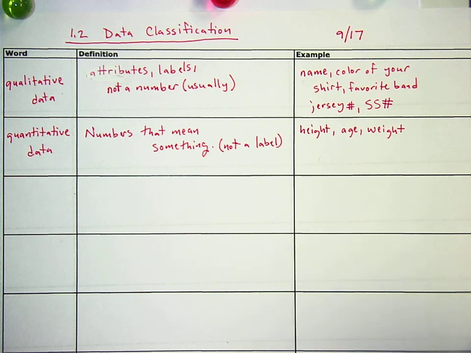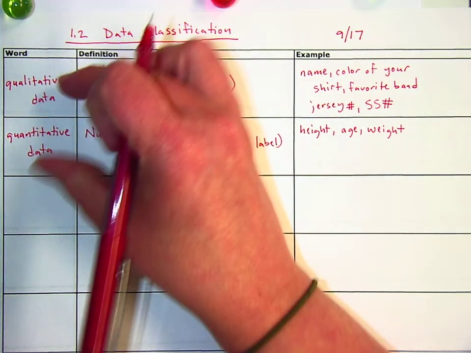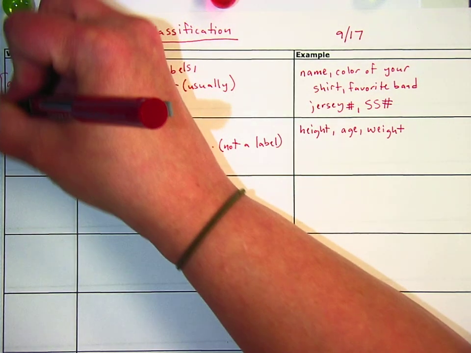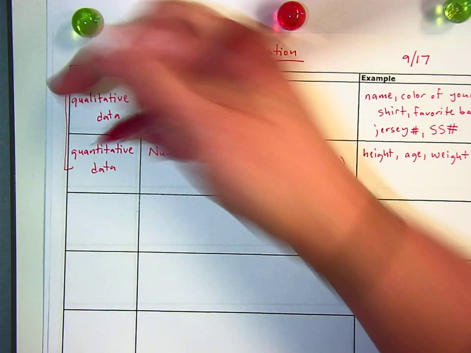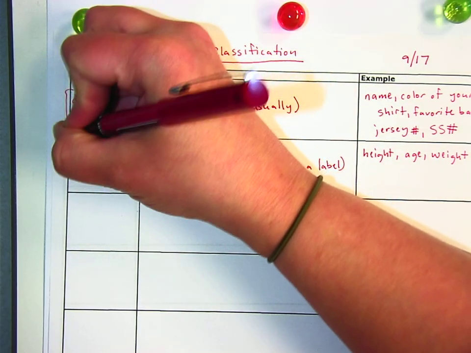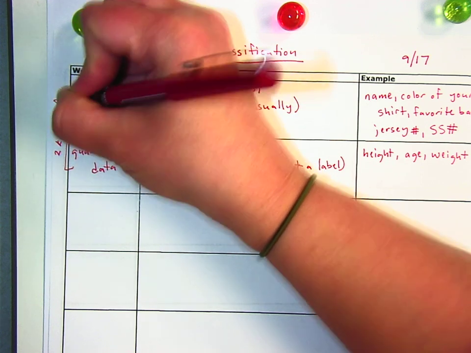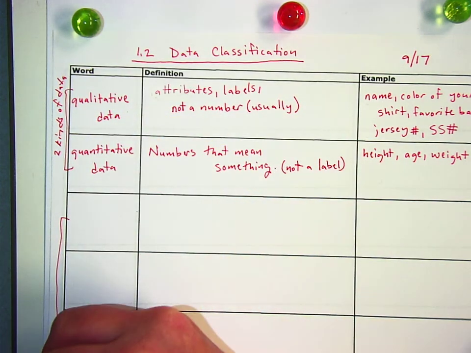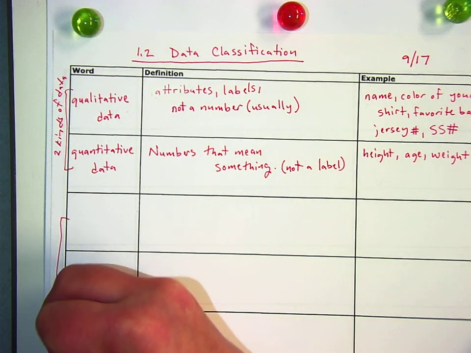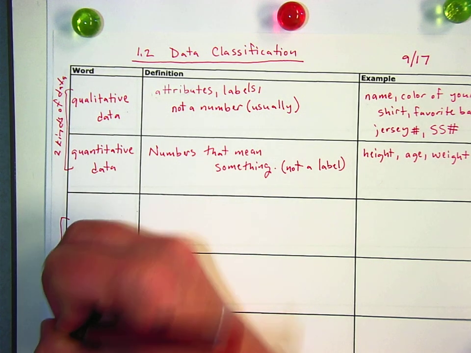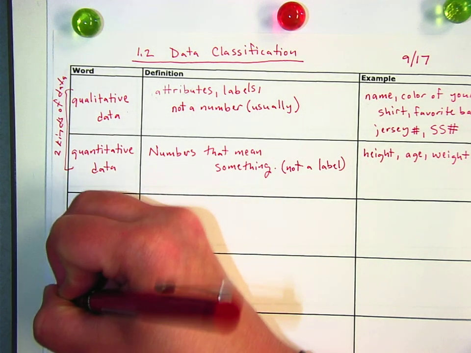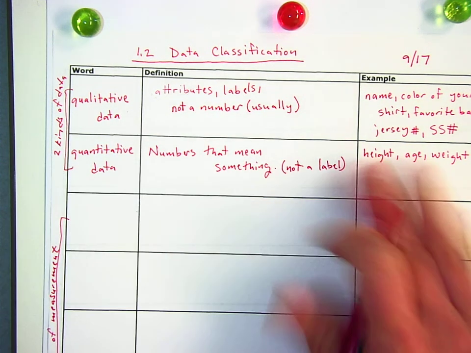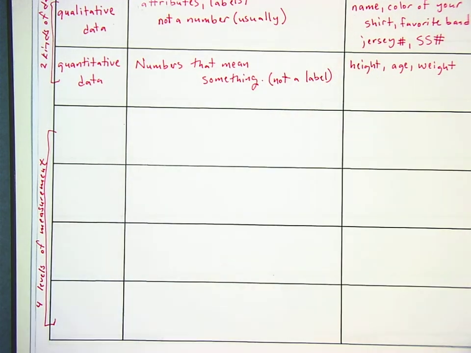Okay, so these are the 2 kinds of data, and then there are 4 levels of measurement that we're going to talk about. And we're going to make a flow chart as well.